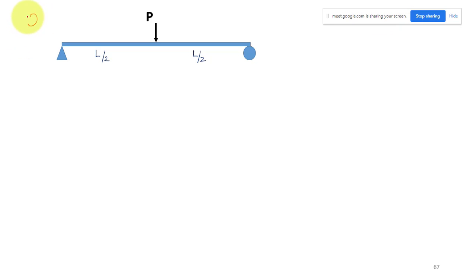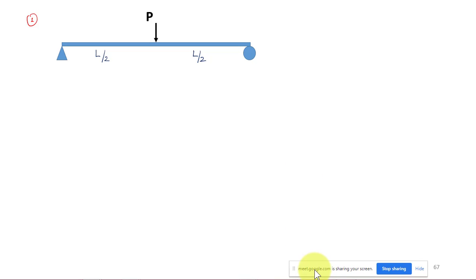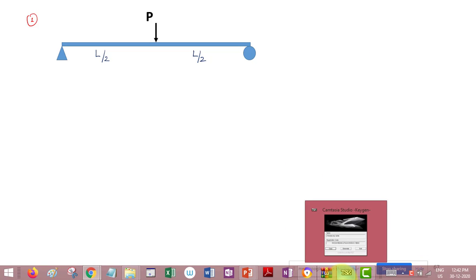We will go for the first question. We have to find the collapse load. Find out the collapse load for a given structure. First we will take the simple cases, a simple beam, then we will go to continuous beam and frame. I think we have 20 minutes of time, so we can do that.